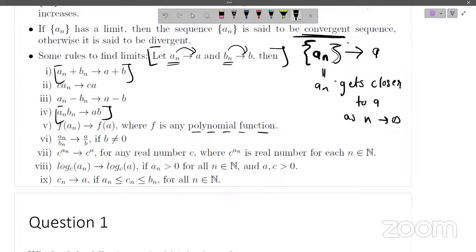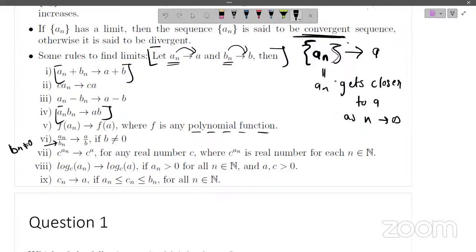Similarly, for the quotient, we have to make sure that bn is not equal to 0, because if bn is 0, then an by bn will not be defined. So if an converges to a and bn converges to b, then their quotient an by bn will converge to a by b. So this is another fact.